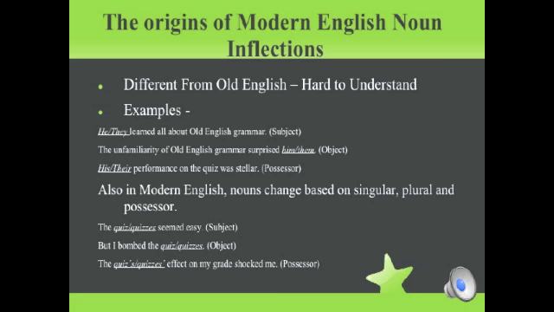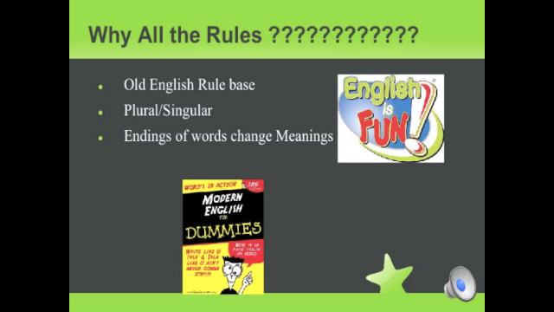Also, in modern English, nouns change based on singular, plural, and possessor. The quiz or quizzes seemed easy. Quiz and quizzes is the subject. But I bombed the quiz or quizzes. The quiz or quizzes is the object. The quiz's or quizzes' effect on my grade shocked me. The quiz's or the quizzes' is the possessor. The only change to quiz or quizzes was when it changed possession.